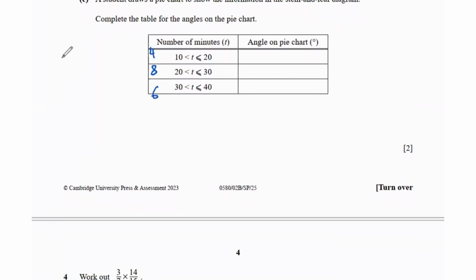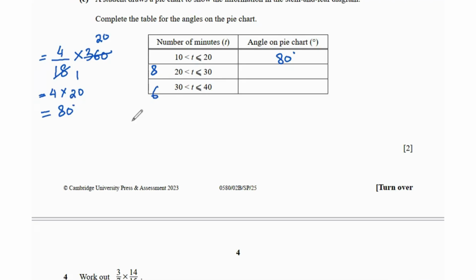So for the angle, we'll do 4 over 18 because there are a total of 18 values. So 4 values out of 18 values are in this interval. And then we times this fraction by 360. So we know 18 times 2 is 36, so 360 would be 18 times 20. So then we do 4 times 20, which is 80 degrees. So that's the angle for the first interval.